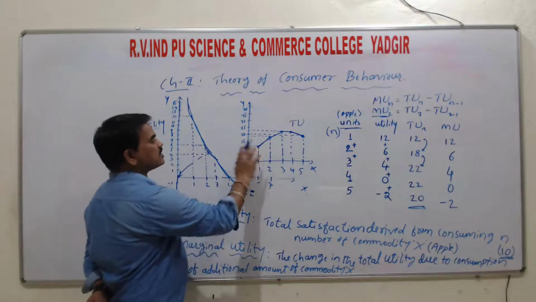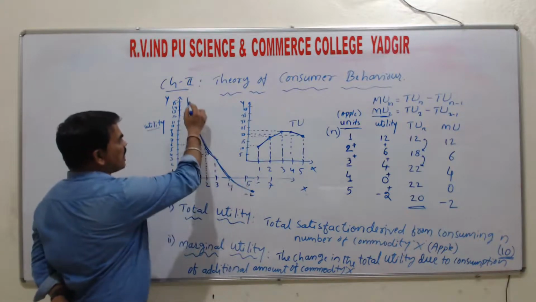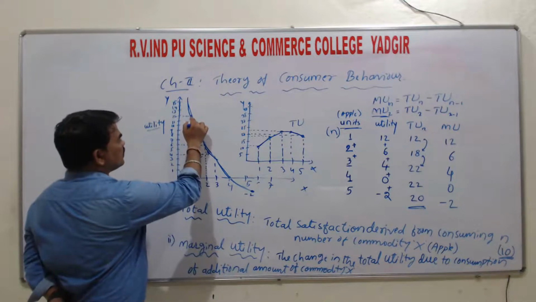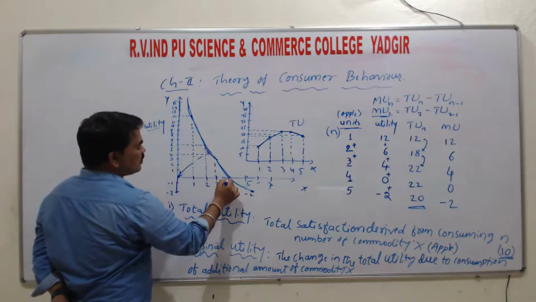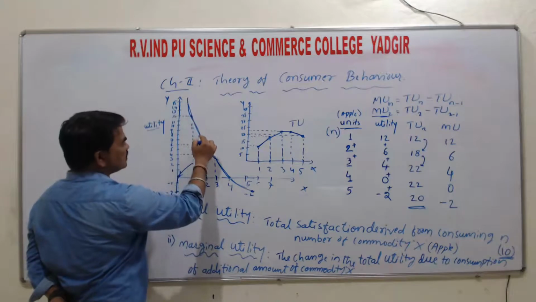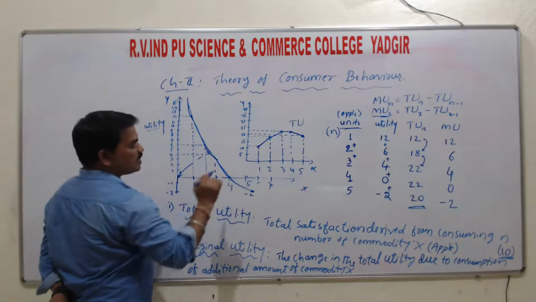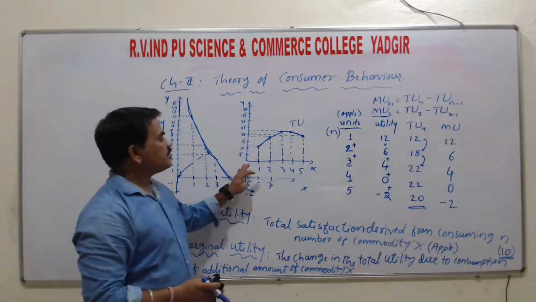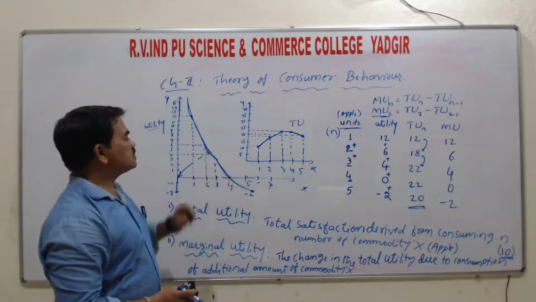This graph looks like this, and the marginal utility graph is convex to the origin, and it is in this shape. It is 12 here, but when we increase the number of commodities, the utility starts decreasing, and after some point, it goes negative. Correct? So this is the graphical representation of what total utility and marginal utility look like.